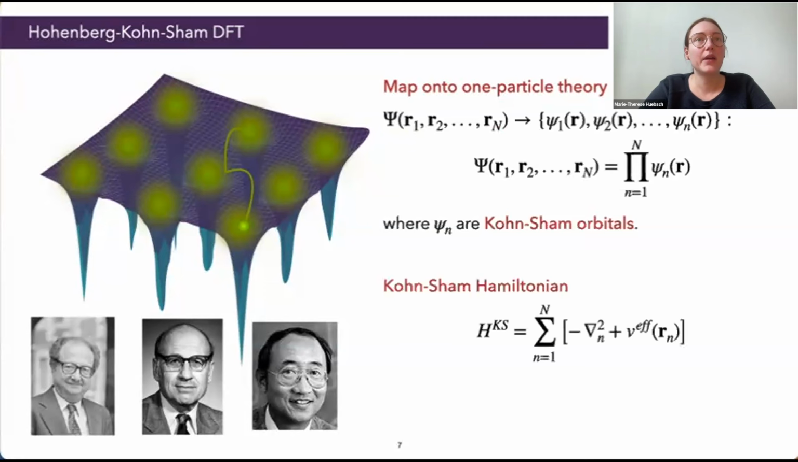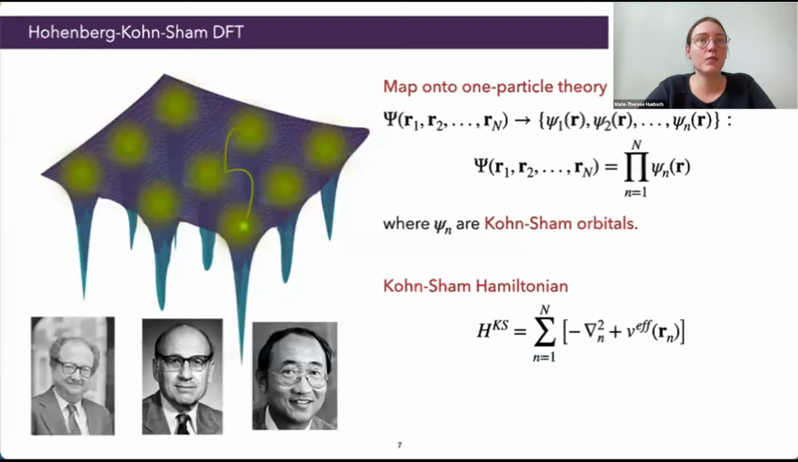That leads to the Kohn-Sham Hamiltonian. It comprises the kinetic energy of non-interacting electrons and an effective potential. The effective potential is newly introduced here. It must account for all the difference between the non-interacting system and the true quantum mechanical system.